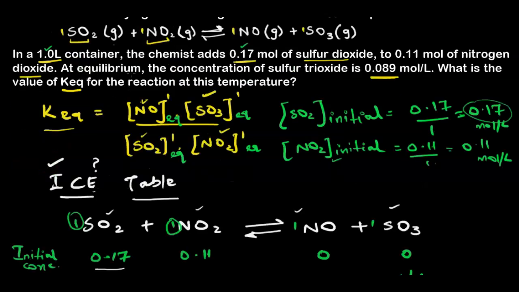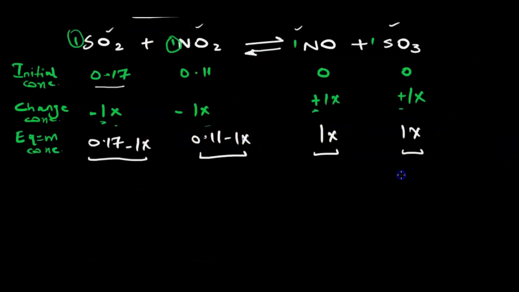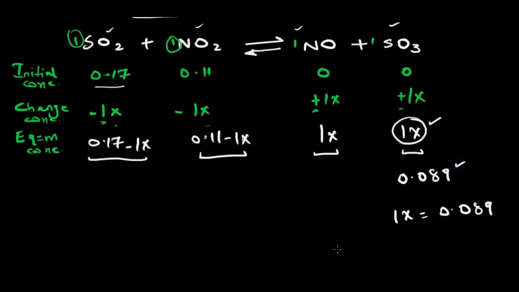We notice here that at equilibrium, the concentration of sulfur trioxide is given to us as 0.089 moles per liter. So that means at equilibrium, sulfur trioxide is 0.089 moles per liter. We also know that sulfur trioxide is 1x. Therefore, we can say 1x is equal to 0.089 because this is also an equilibrium concentration and this is also an equilibrium concentration. As both of these are equilibrium concentrations for SO3, we can equate them and we can solve the value of x. So x is 0.089 divided by 1, which is 0.089 by itself. Now once we know the value of x, we can substitute it everywhere and get all of these equilibrium concentrations.